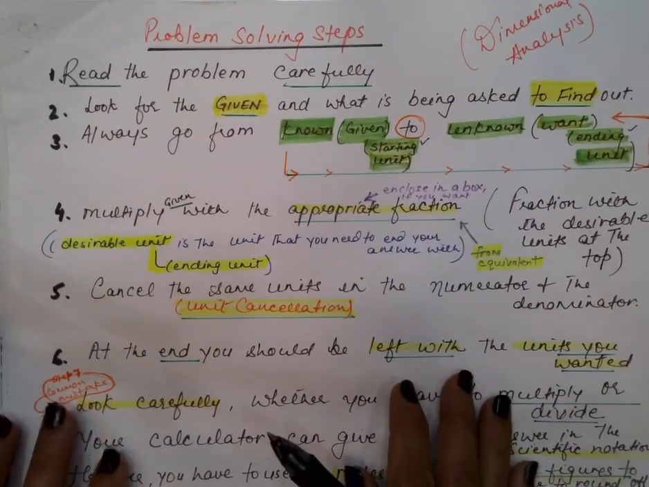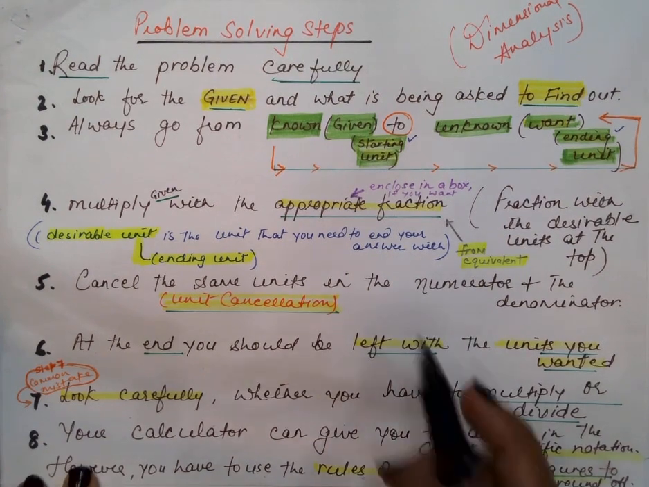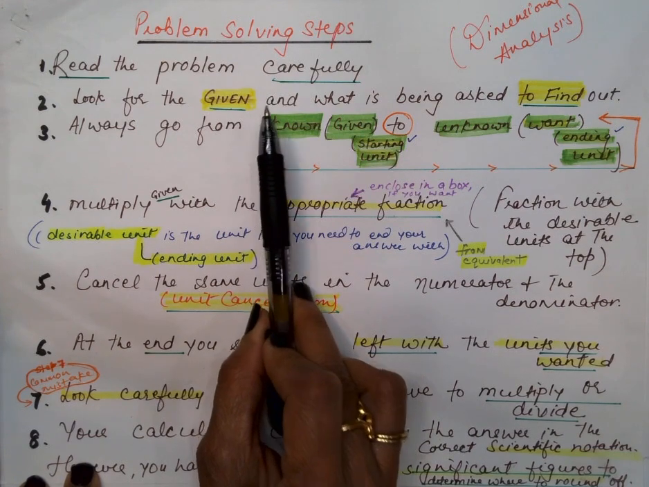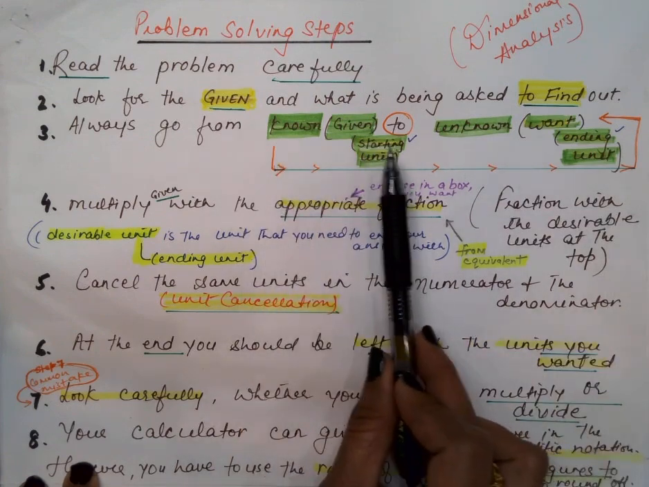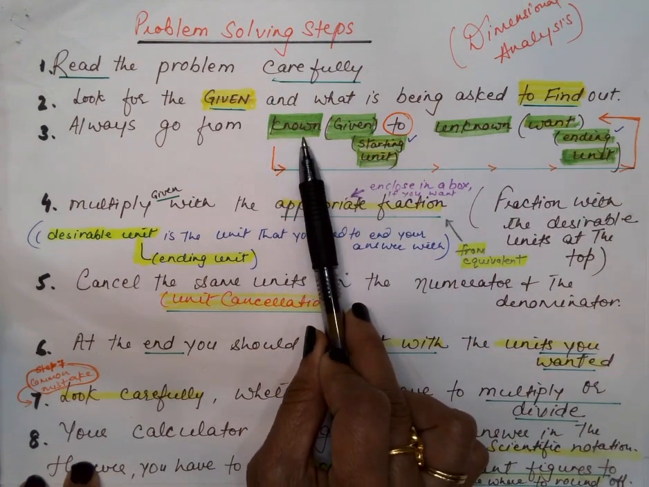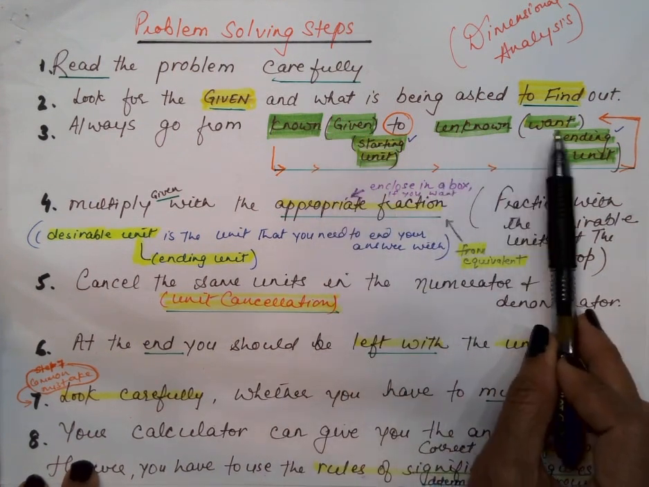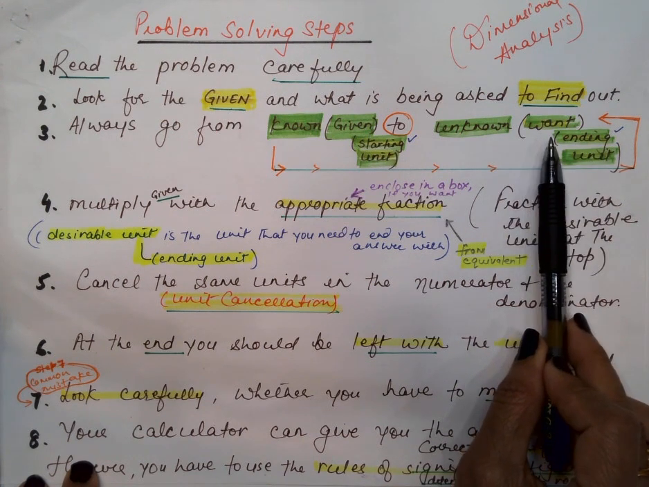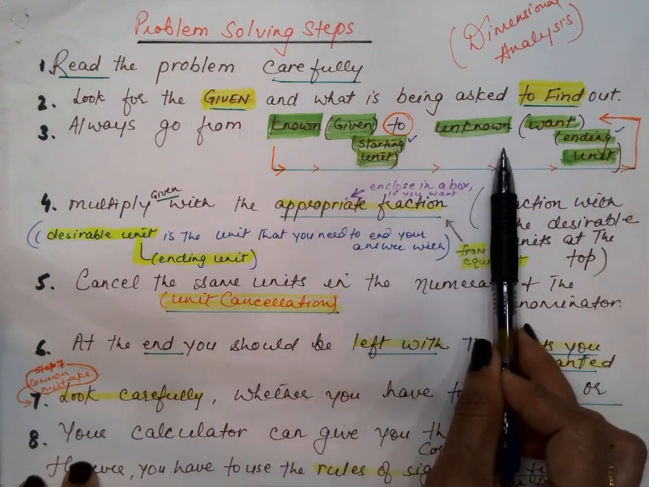These are the steps to solve problems using the dimensional analysis technique. Make sure you read the problem carefully. You look for what's given in the problem, and then you also look for what you need to find out, because your direction is always that you start from the known, which is the given quantity or the starting unit, and then you move in the direction of the unknown, the unit that you want to find out or you want your answer in. That is your ending unit. So always go from known to unknown.